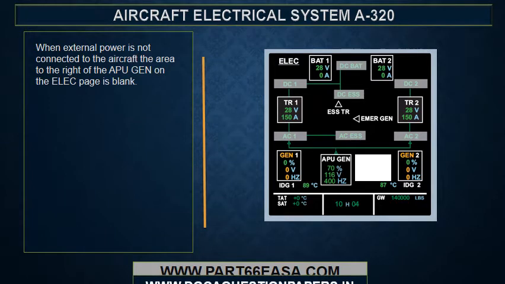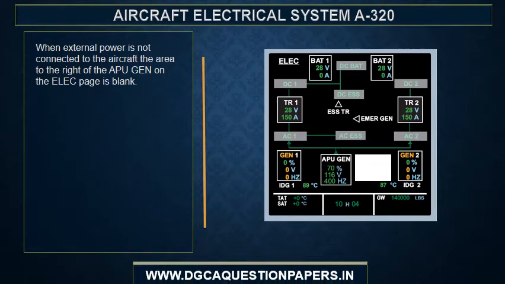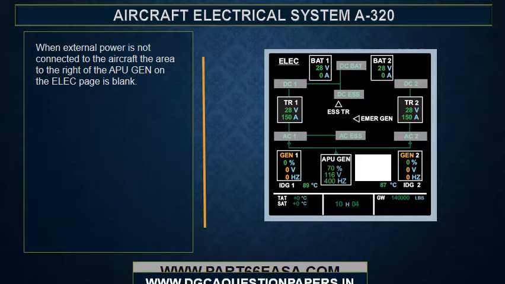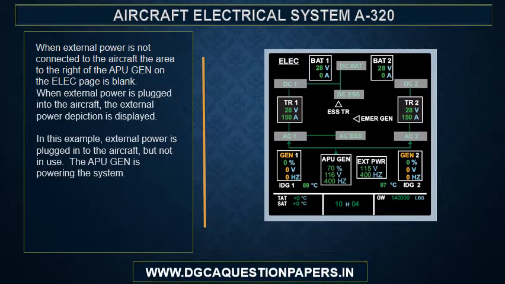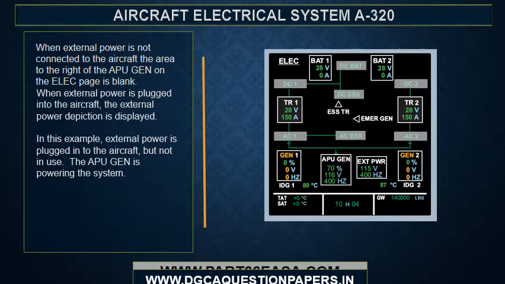When external power is not connected to the aircraft, the area to the right of the APU Gen on the electrical page is blank. When external power is plugged into the aircraft, the external power depiction is displayed. In this example, external power is plugged into the aircraft, but not in use. The APU Gen is powering the system.